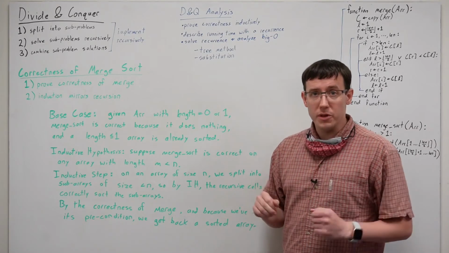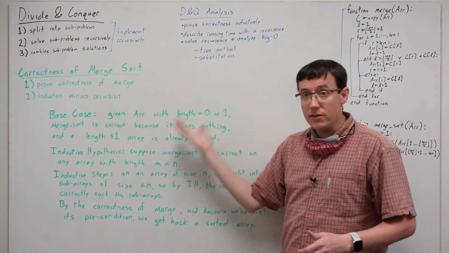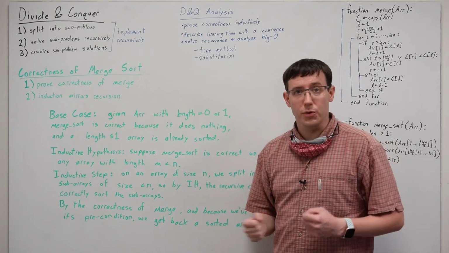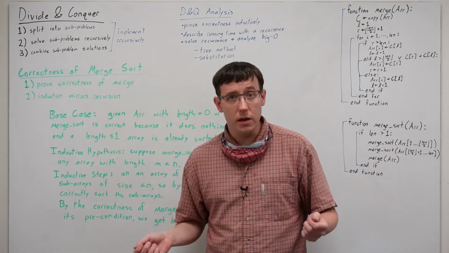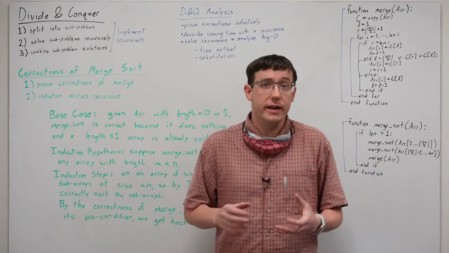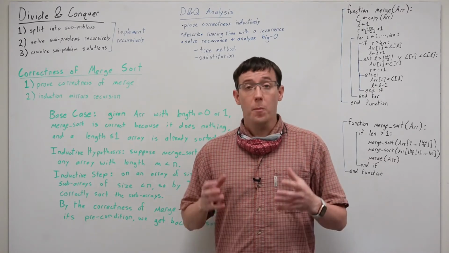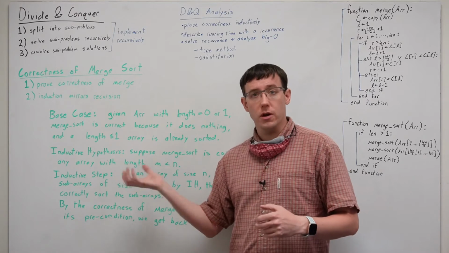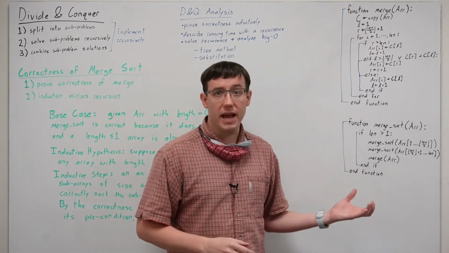And so apart from the detail of filling in the correctness of merge, that's all there is to our correctness proof for merge sort. So relative to other types of algorithms we've seen, proving the correctness of divide and conquer algorithms can often be quite manageable because the structure of the proof so closely mirrors the structure of the algorithm.